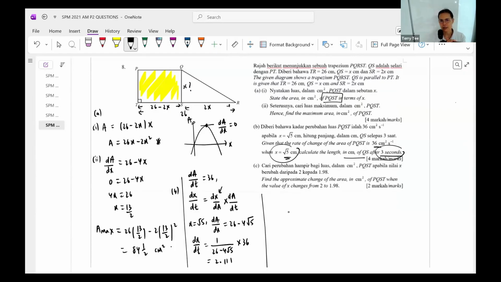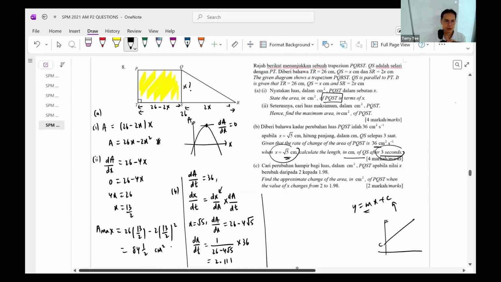Initially, it's like y equals mx plus c. Do you know what's y equals mx plus c? C is your starting point. You start from c. What is m? Rate of change. Every 1 unit increment in x, you increase by m. So you increase by 3 times, like this. Okay, so you can use this concept.